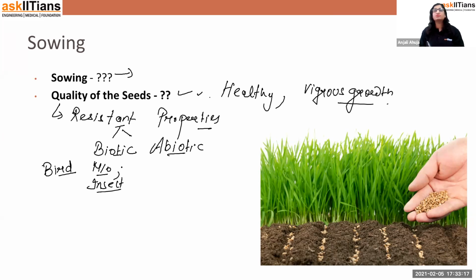But we have to take care of them. Obviously, biotic resistance is done at the genetic level, at the genes. Against birds and animals, we cannot do it; we can just protect it. But internally, we can have resistance against microorganisms and insects at the genetic level. We can change the crop at that level.